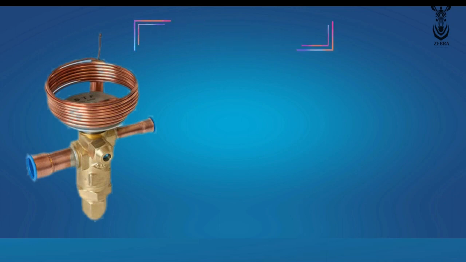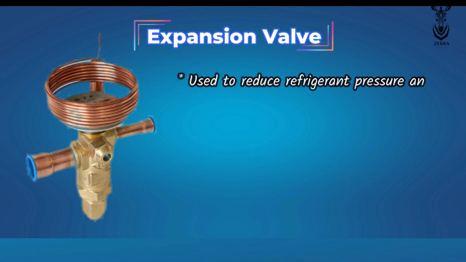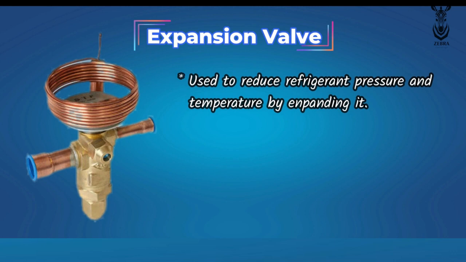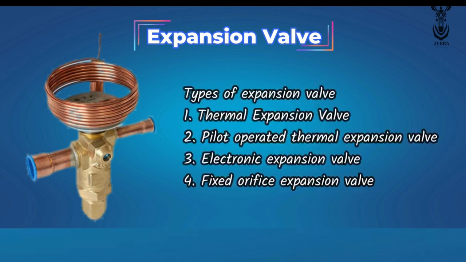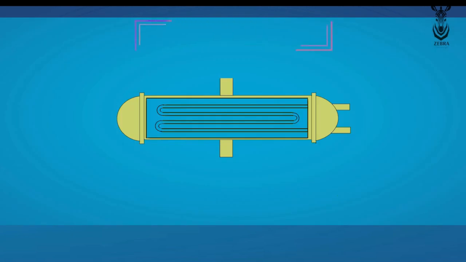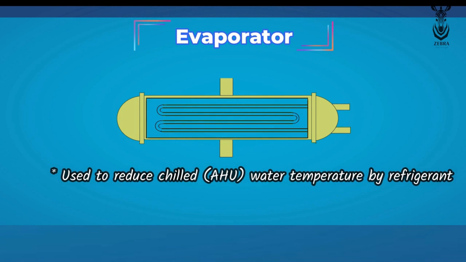Next, expansion valve. Its function is a simple one. It reduces the pressure and temperature of the refrigerant by expanding the refrigerant coming from the condenser at high pressure. There are four types of expansion valve: thermal expansion valve, pilot-operated thermal expansion valve, electronic expansion valve, and fixed orifice expansion valve. Last, evaporator. The evaporator reduces the temperature of the water coming from the AHU with the help of the refrigerant and sends it back to the AHU.